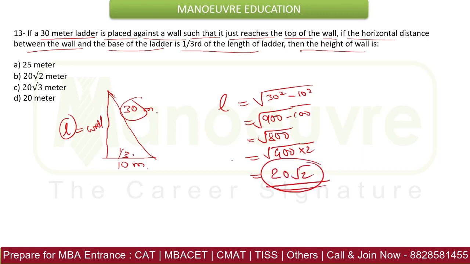So that will be the length, you can say the length of the wall or height of the wall, that would be 20 root 2. So option B will be the answer here.